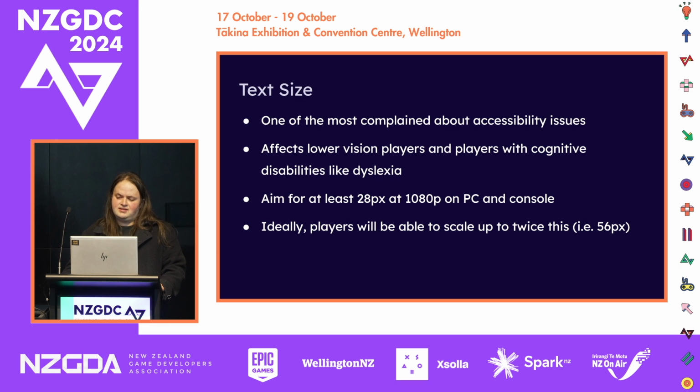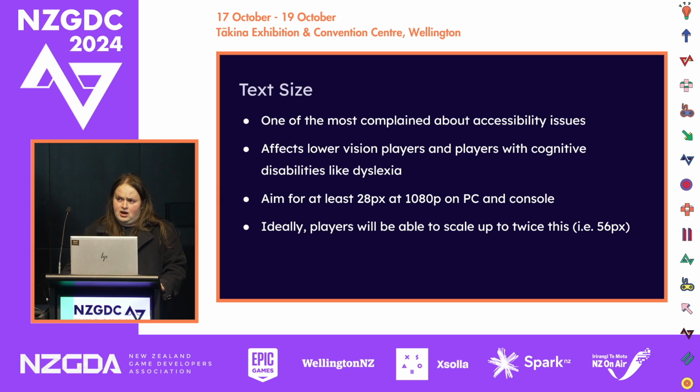Very small text is an issue that especially affects lower vision players, players with cognitive disabilities like dyslexia that affect their ability to read text, and players who are playing on a small TV from a couch on the other side of the room. The Game Accessibility Guidelines recommend using a minimum text size of 28px at 1080p. You can use PT too. The only real difference is PT is slightly bigger, but they scale at the same rate.